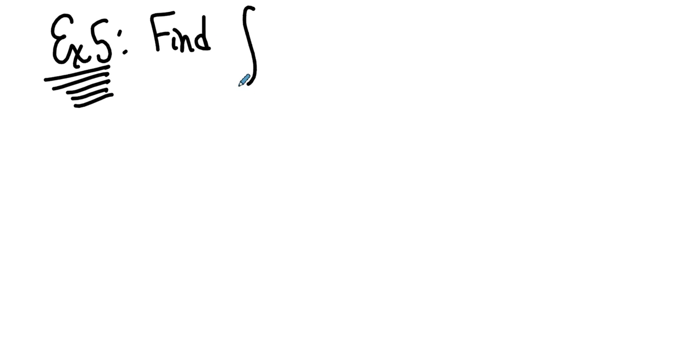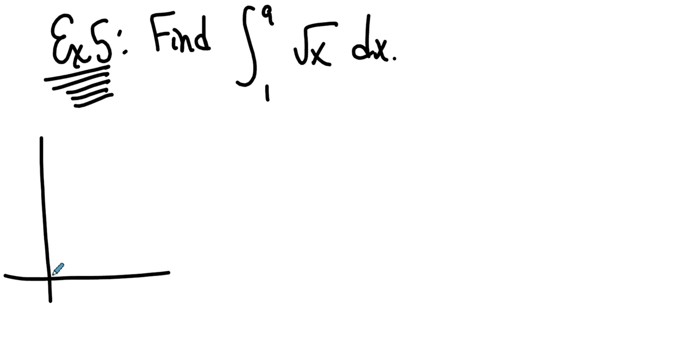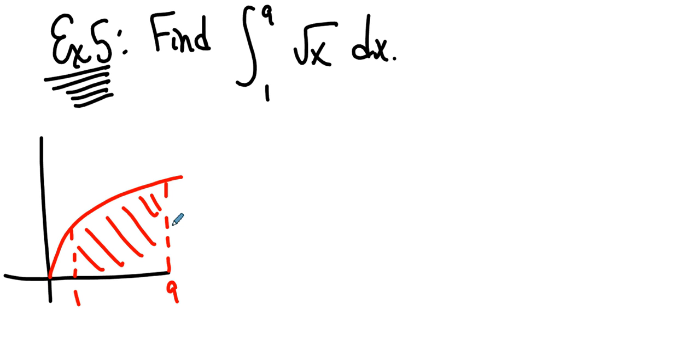Let's find the integral from, I don't know, 1 to maybe 9 of the square root of x dx. Now, so we're all clear, there's 1, there's 9. We're interested in this area. What does the fundamental theorem tell us? It tells us that we find some antiderivative, evaluate at 9, evaluate at 1, and subtract the answers.